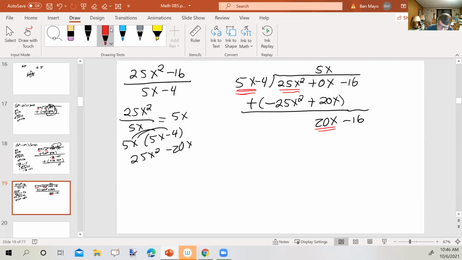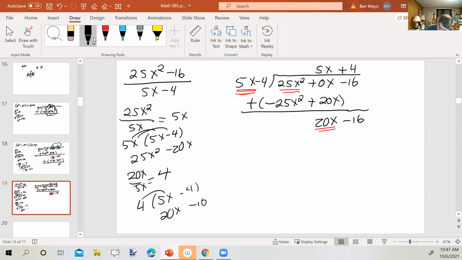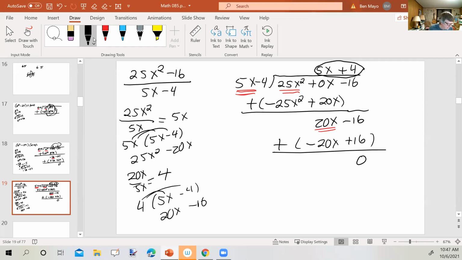Leading term inside divided by leading term outside. 20x divided by 5x is 4, so plus 4. 4 times 5x minus 4 is 20x minus 16. Draw a line, subtract that quantity from what's up above, change it to addition of the opposite. Add up the columns, 20x plus negative 20x is 0, negative 16 plus positive 16 is 0. So our final answer is 5x plus 4.